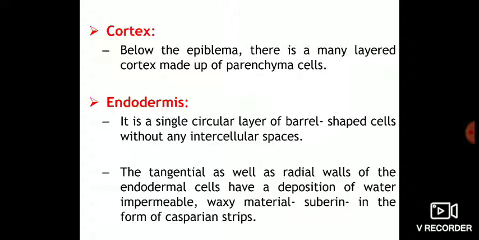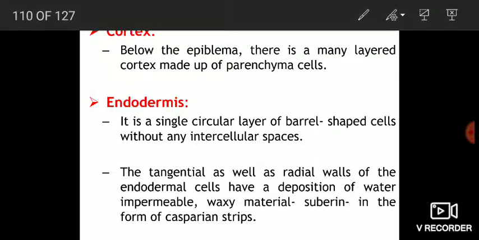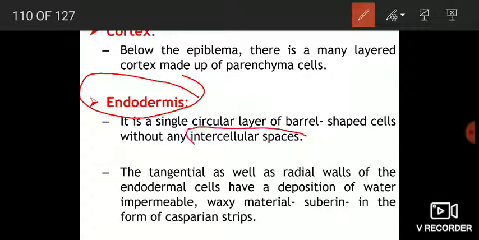Then cortex. Cortex lies below the epiblema. This region is multilayered and is made up of parenchyma cells. Then endodermis. It is a single circular layer of barrel-shaped cells, and these barrel-shaped cells are compactly placed, leaving no intercellular spaces between them. Intercellular spaces are absent between the barrel-shaped endodermal cells.